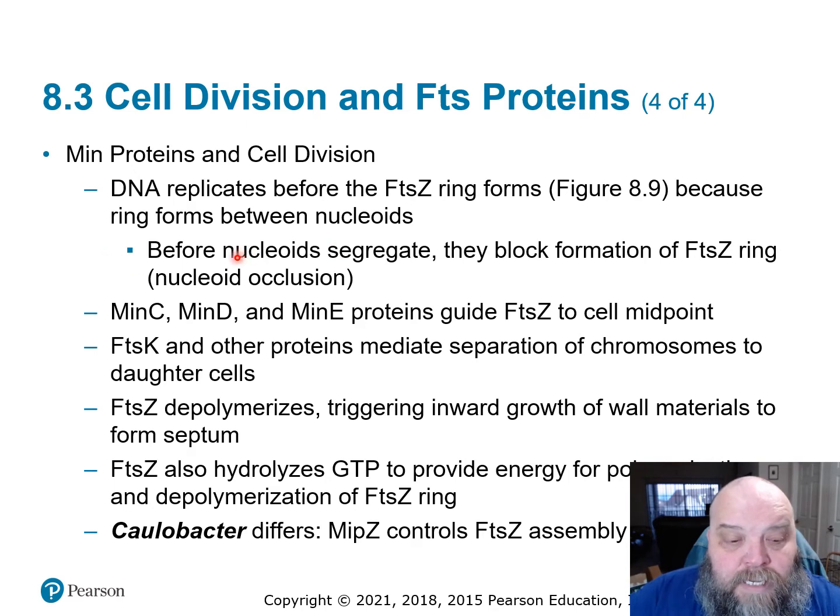Once this has completed, you're going to see a collection of proteins. MinC, MinD, MinE will complex together and then will position FtsZ at the midpoint. FtsK and some other proteins will ensure that the chromosomes are separated and have been segregated to what will become the new septum when that cell wall forms.